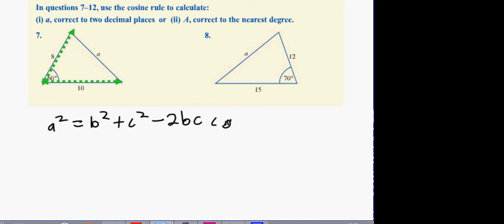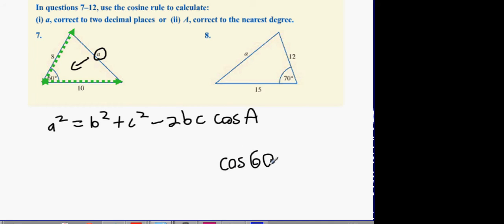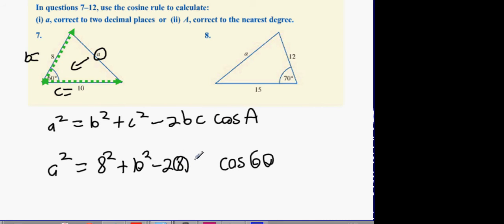Whatever side you're looking to find, you have to use the angle opposite it in the angle section. So it's going to be cos 60. I know that at the start. And the side I'm looking for is A. Now, B and C can be either of the two of these. I'm going to let B be 8 squared and C be 10 squared. Minus 2 times 8 times 10.